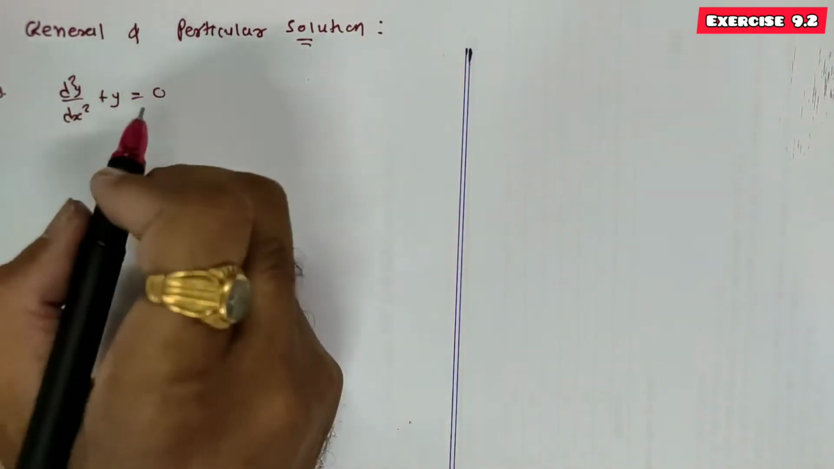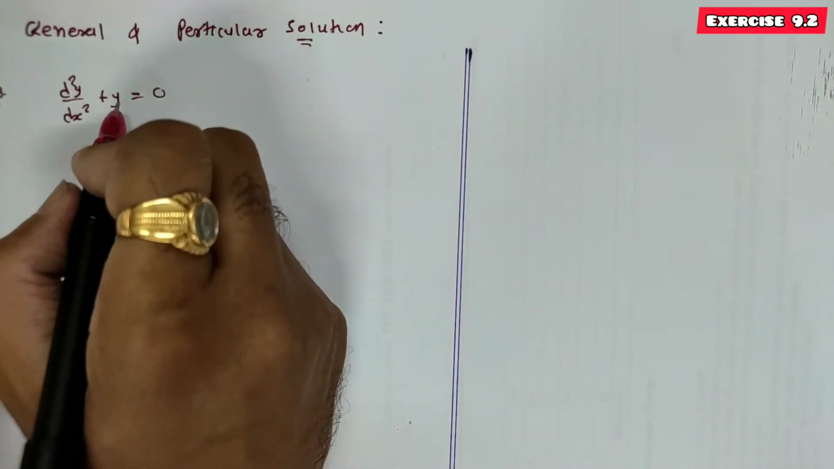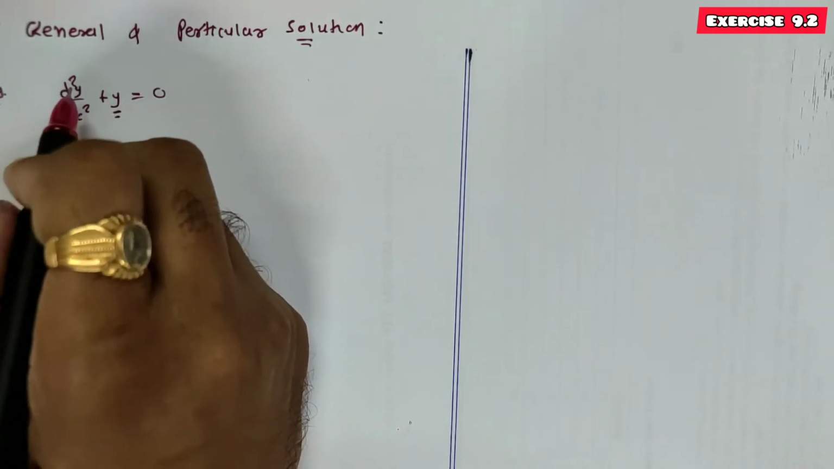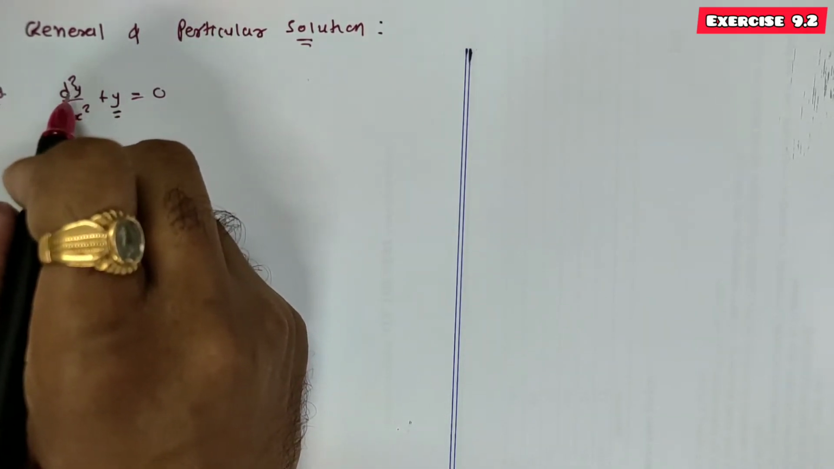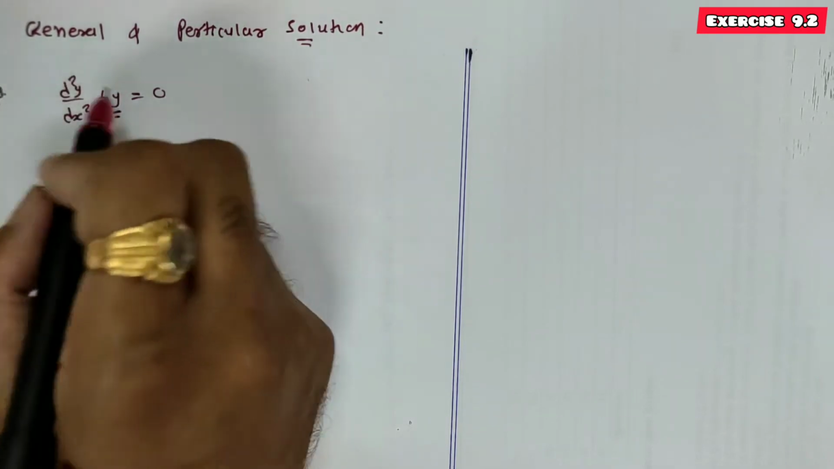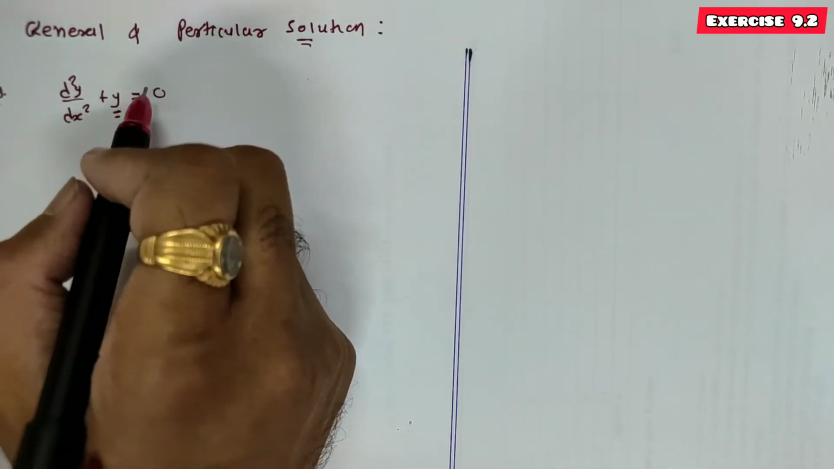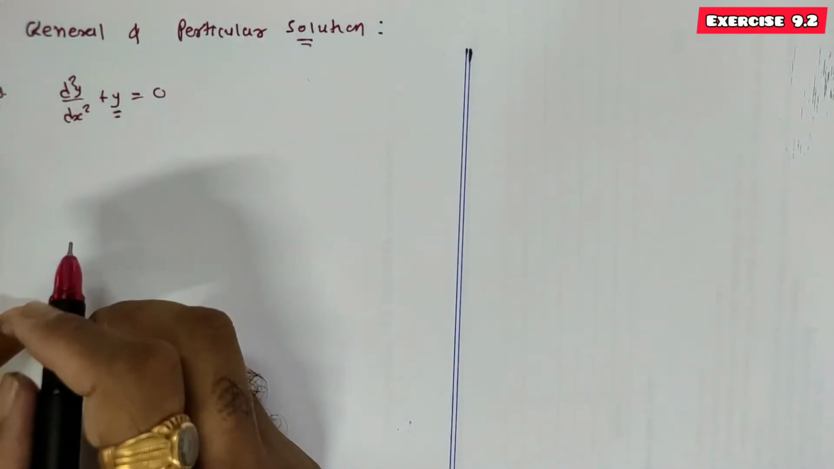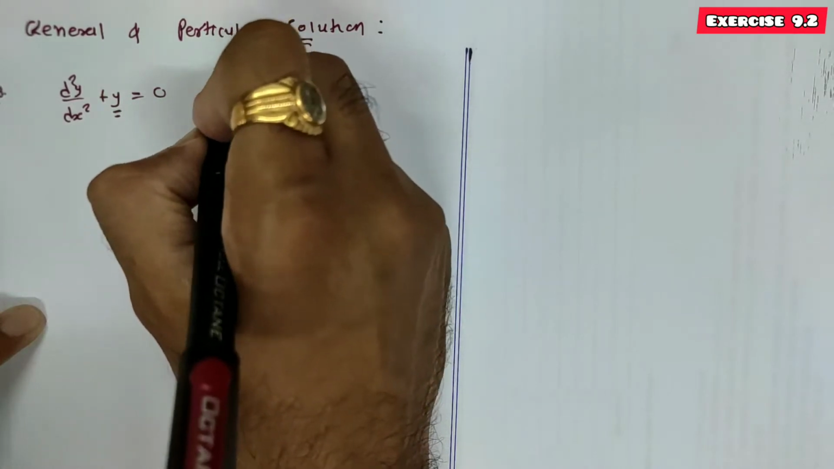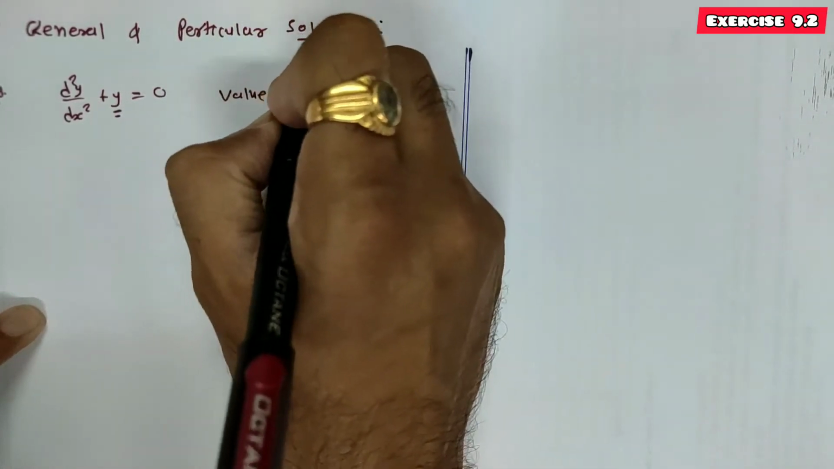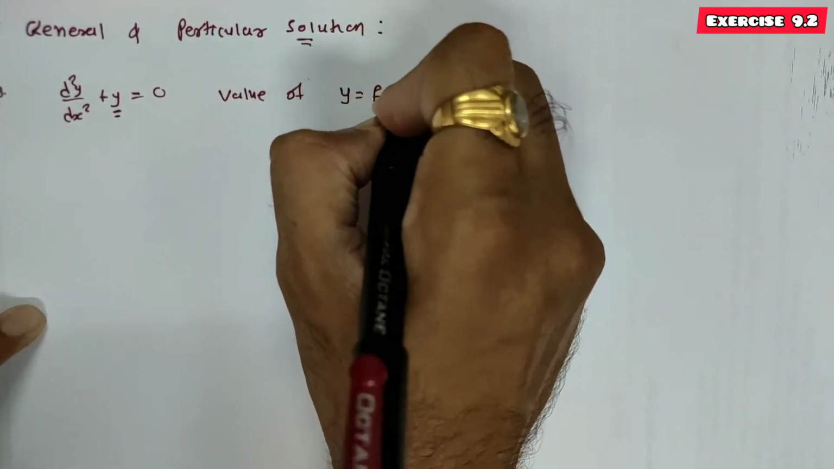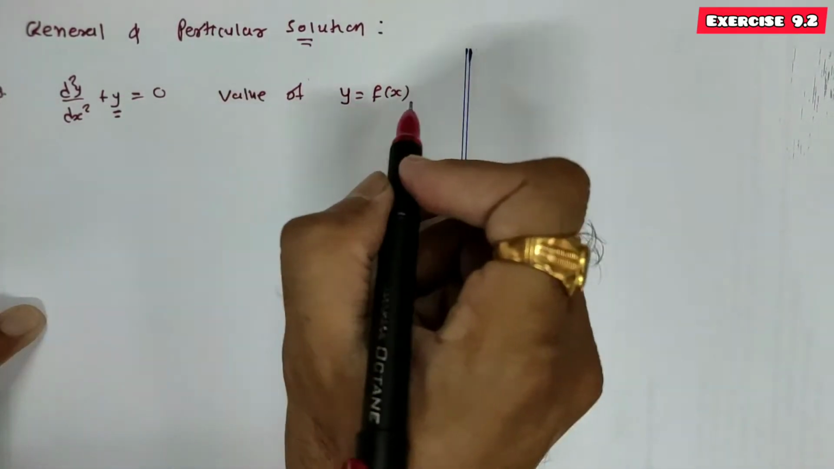Now, what is the solution of this differential equation? The solution of a differential equation is nothing but the value of y and its derivatives, first order derivative, second order derivative, or third order derivative, which satisfies this equation. For the solution, we have to find the value of y. What is y? Y is our function.